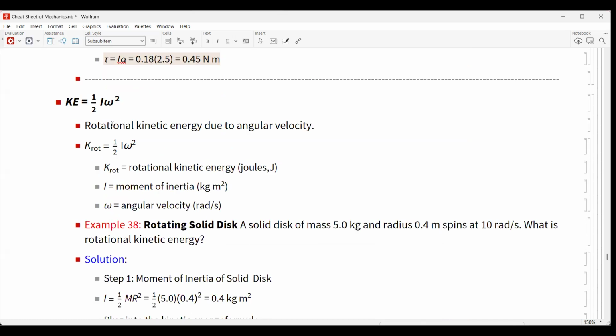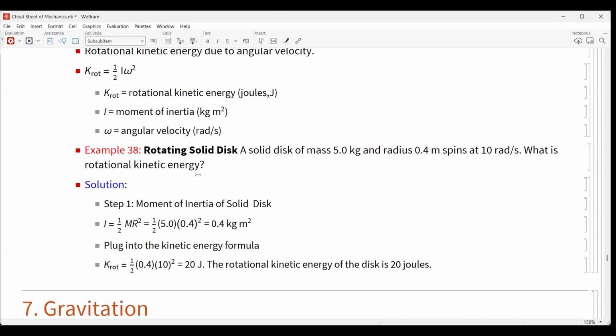Okay, the rotational kinetic energy due to angular velocity is given by this equation: one half of the moment of inertia times the square of the angular speed. Here we have the rotational kinetic energy, the moment of inertia, and omega, the angular velocity. A rotating solid disk of mass 5 kilograms and radius 0.4 meter spins at 10 radians per second. What is the rotational kinetic energy?